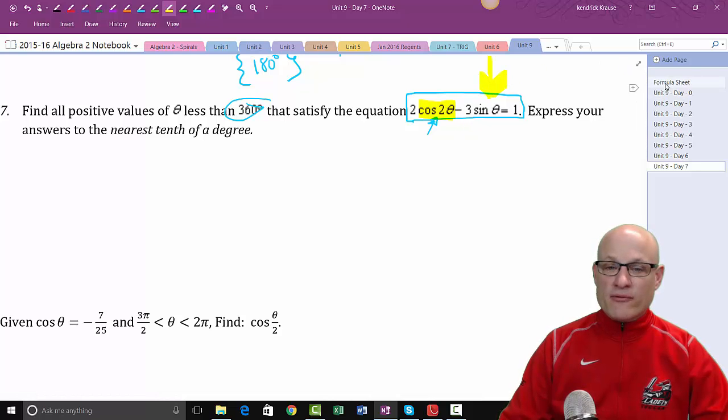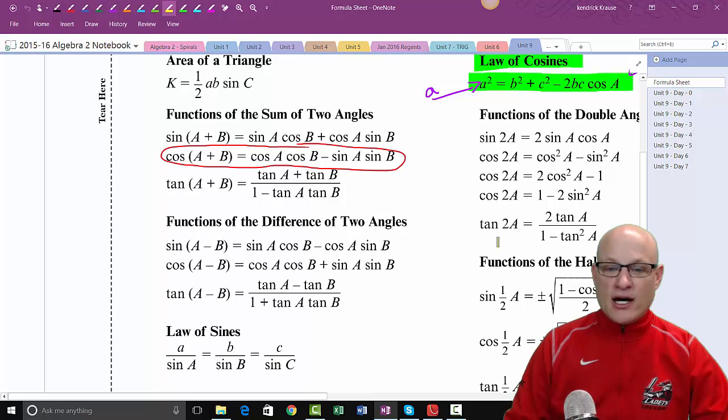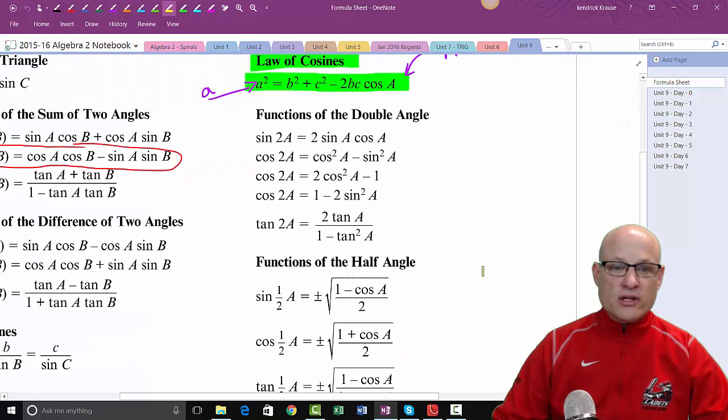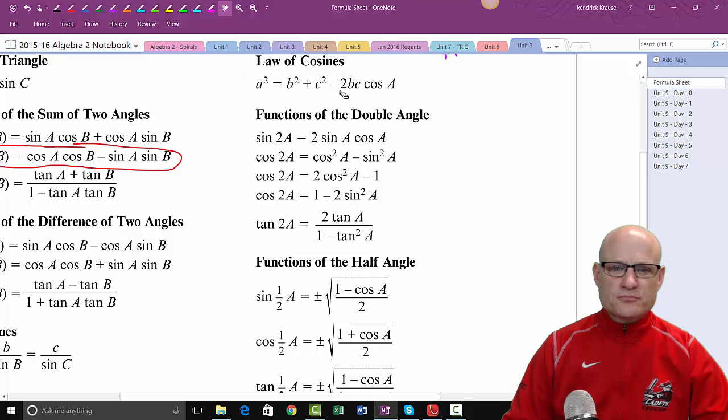So I want to come over to my formula sheet and replace you with the thing that only has sine in it. By the way, this is notes I did online for next week. We already did those. All right, so I want the one with sine. It's this one right here.